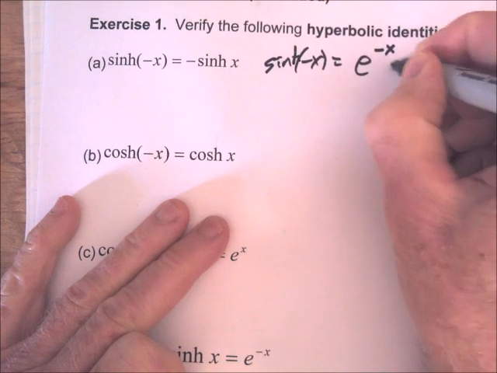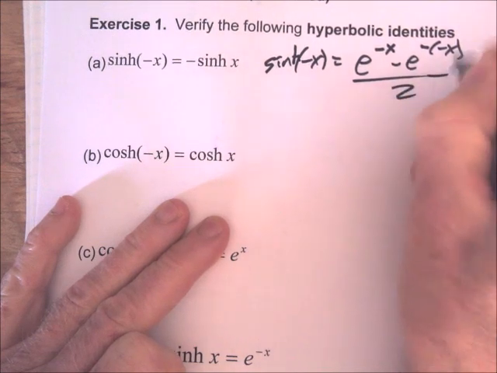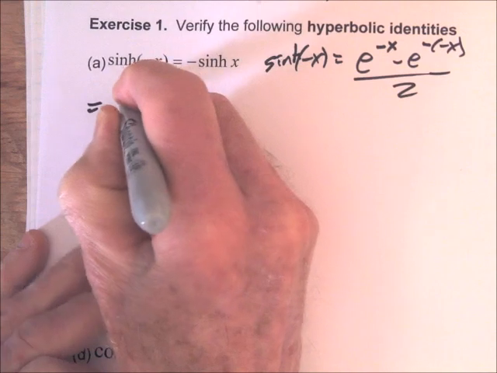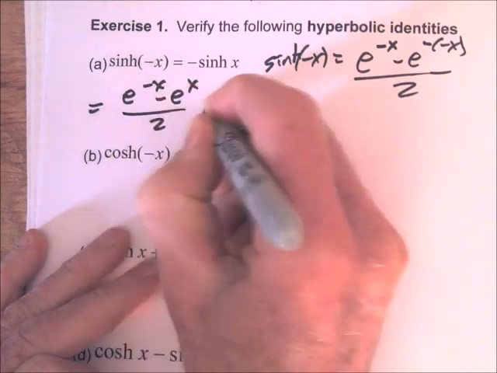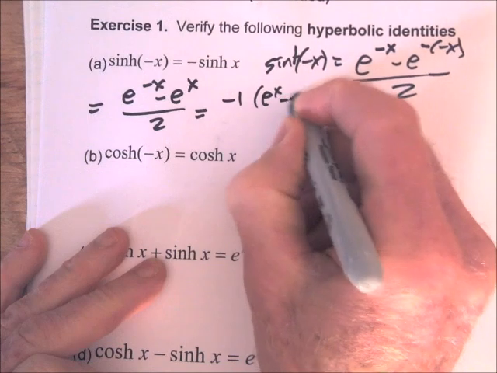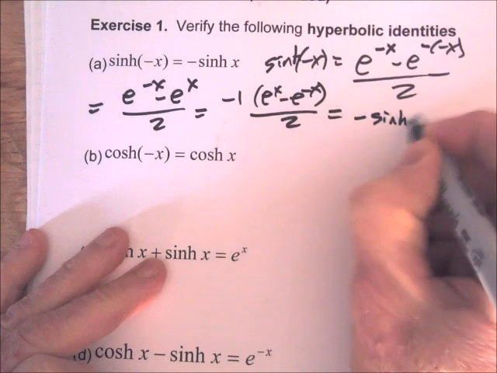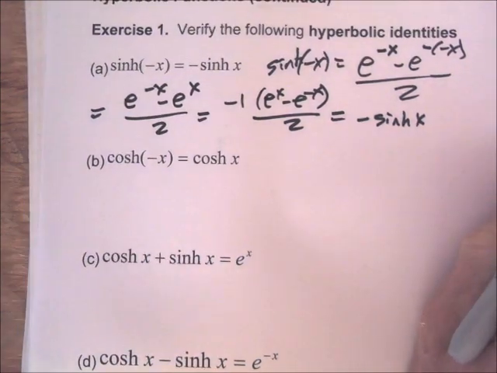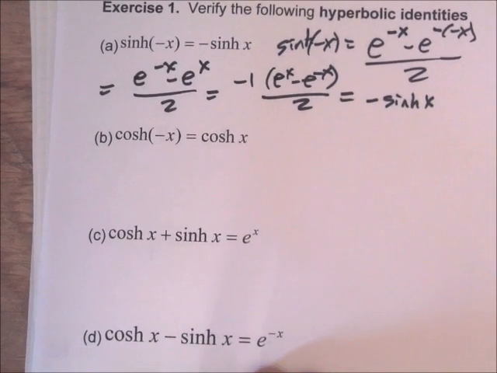So you have e to the minus x minus e to the minus negative x, over 2. Double negative is positive, so this is e to the minus x minus e to the x, over 2. And if we factor out a minus 1, we get e to the x minus e to the minus x over 2, and that's just equal to minus the sinh of x. So that tells us that sinh is an odd function, just like the sine function is an odd function. And the rest of these proofs are similar.